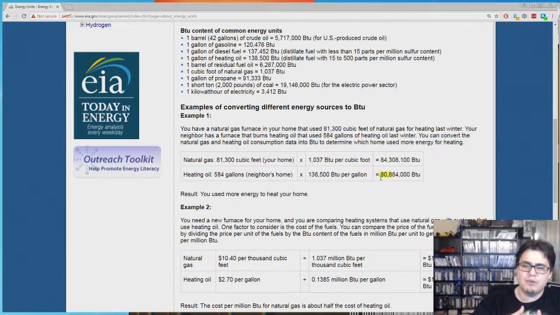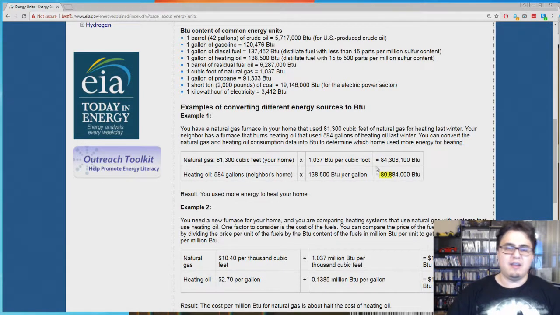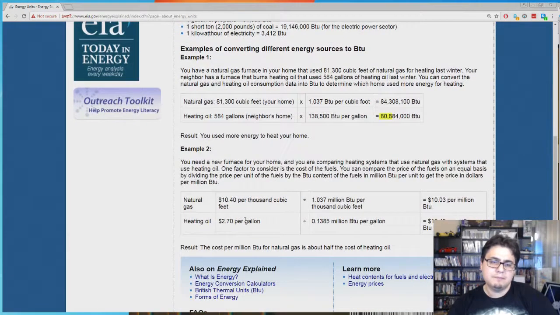So over the winter, with natural gas, I used 84 million BTUs. He used 80, right? So he used fewer BTUs than I did for the winter. Even though he used oil and I used natural gas, before we couldn't tell who actually used more energy. But now, because we converted to BTUs, it's pretty obvious that I used more energy than he did for heating the house.